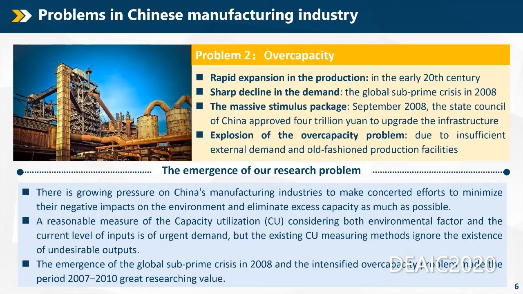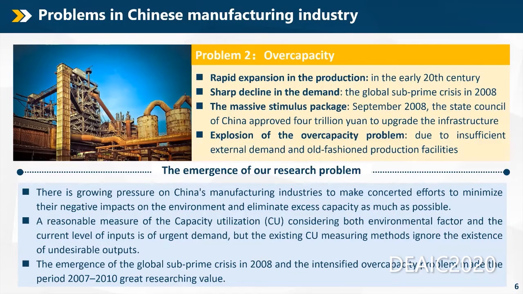In our opinion, Chinese manufacturing industries experienced four main stages. The first stage was a production rapidly expansion period. Since the global subprime crisis in 2008, the demand sharply declined. Then Chinese State Council approved a massive stimulus package to upgrade the infrastructure. After that, due to the insufficient external demand and old-fashioned production facilities, the overcapacity problem exposed and lasted until now.